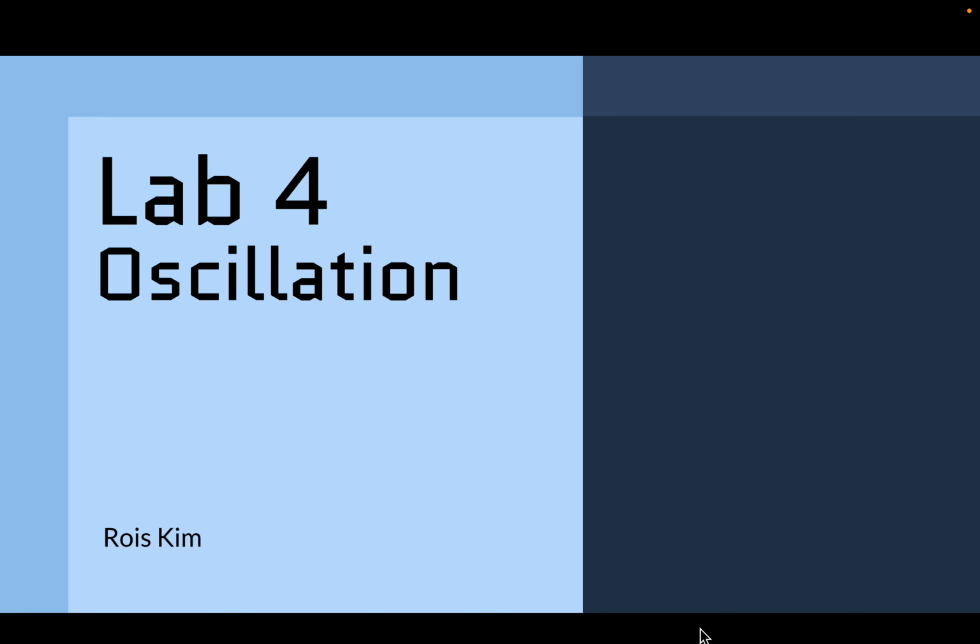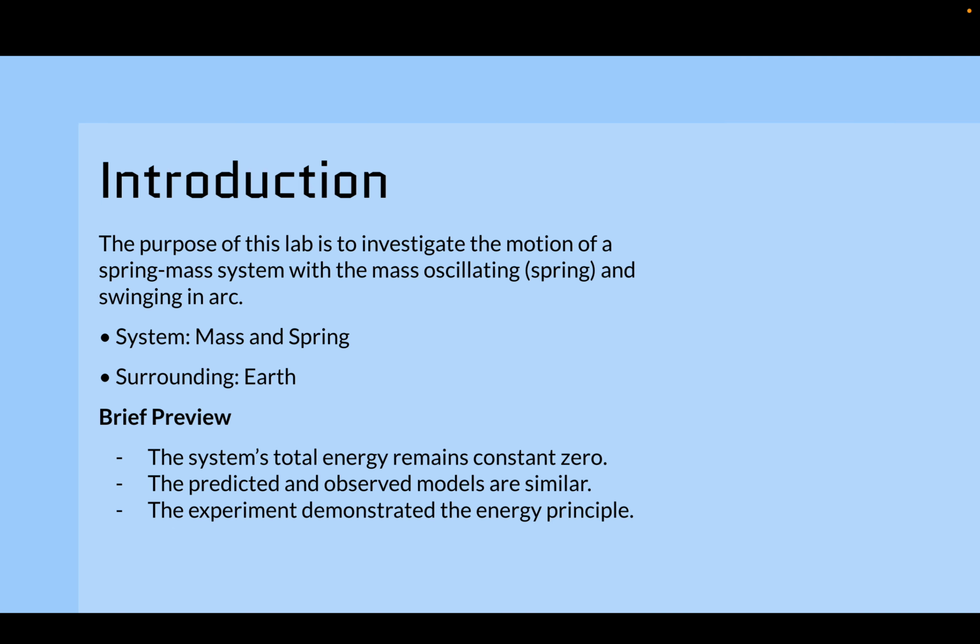Lab Report on Oscillation. The purpose of this lab is to investigate the motion of a spring mass system, with the mass oscillating by spring and swinging in an arc. The system is the mass and spring in this experiment, and the surroundings would be the Earth.